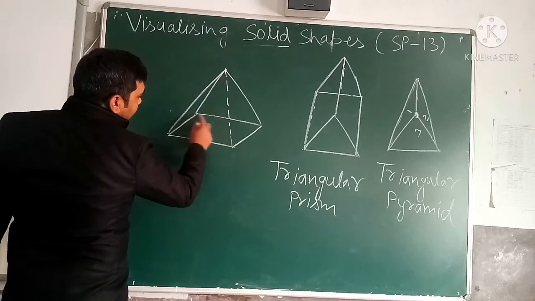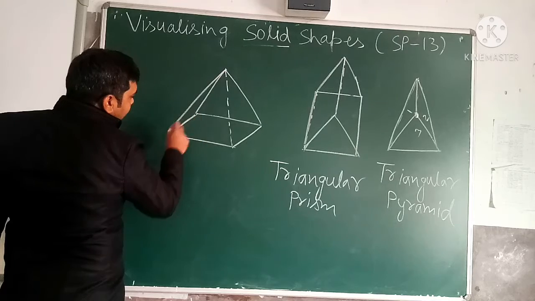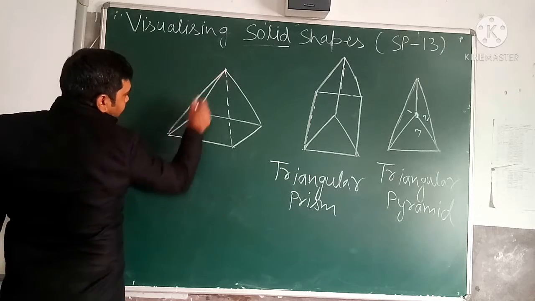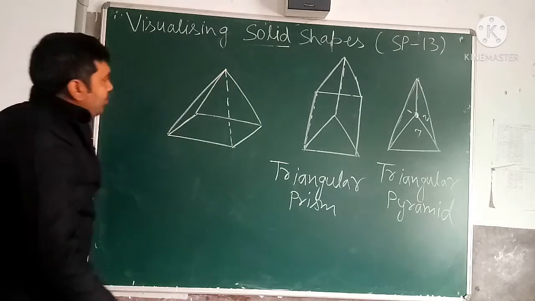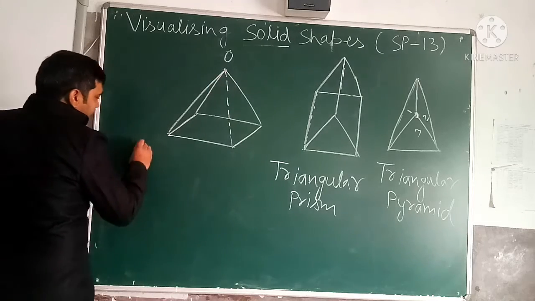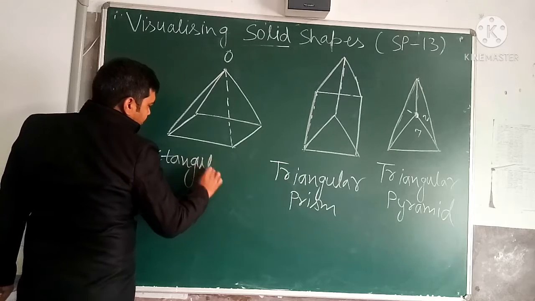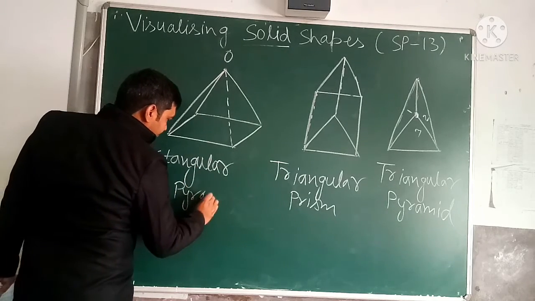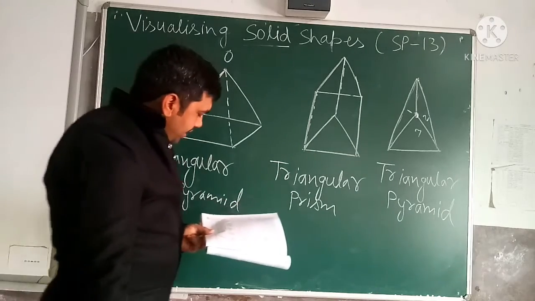Now, on each side of the rectangular base of this pyramid, we find one triangle. This is one triangle, this is another triangle, this is another triangle, and this is another triangle. 4 triangles. Now, 4 triangles are meeting at a common vertex. So this is a rectangular pyramid. Or you can say it is also a polyhedron.